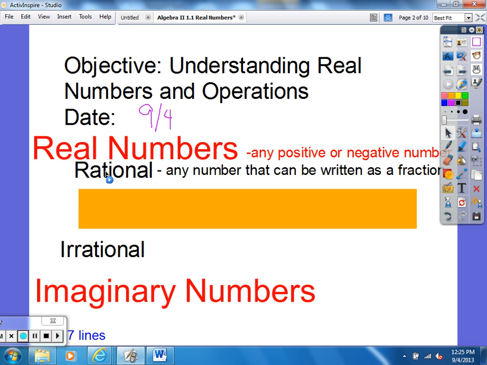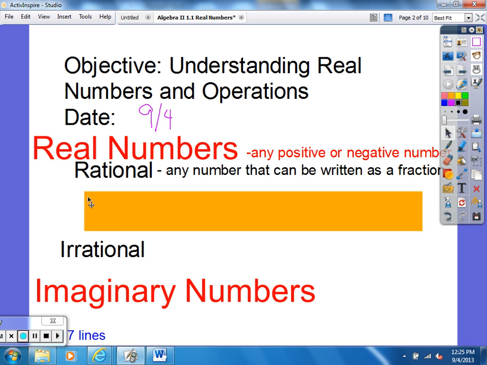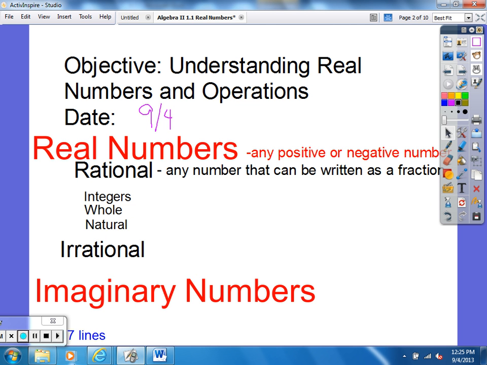Fractions. We'll talk about those that don't repeat here in a minute, but there are three types of rational numbers I want to discuss in here. Integers, whole numbers, and natural numbers.